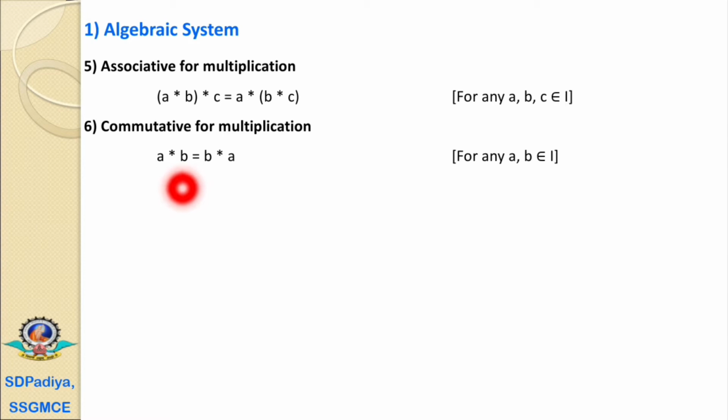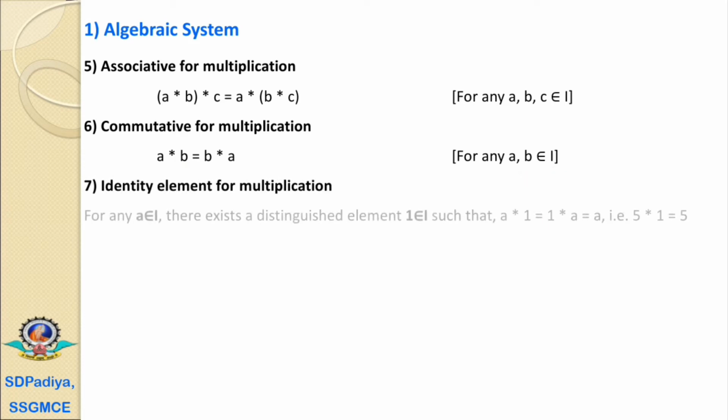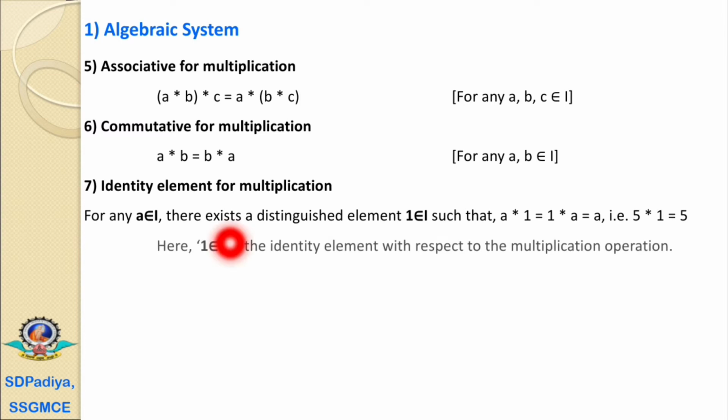Why? Because we can write down that a into b is equal to b into a. That is, 3 into 5 is equal to 5 into 3 for any two elements belonging to the set I. Now for the identity element: for a belonging to I, there exists a distinguished element 1 belonging to I such that a into 1 is equal to a. That is, 1 into a is also equal to a.